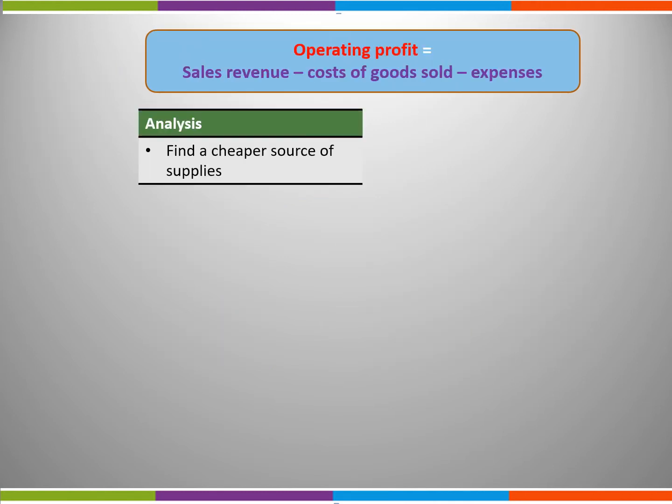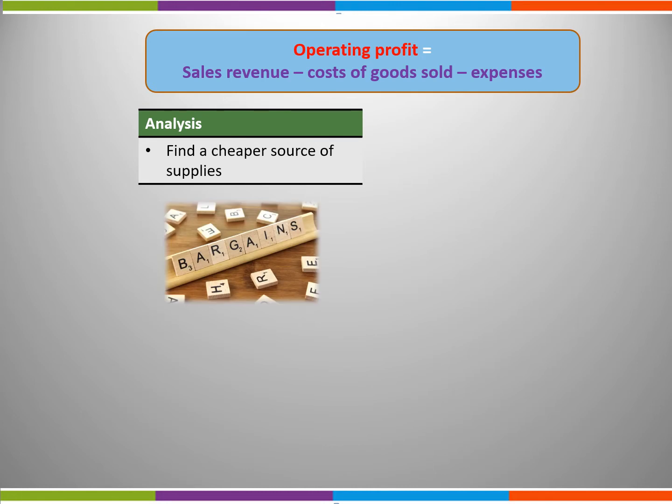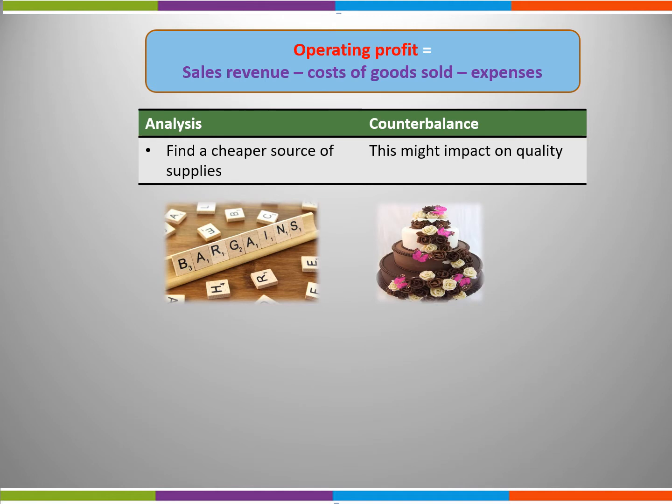One common line of argument is that we might find a cheaper source of supplies. This will reduce costs per unit, leading to a higher gross profit margin. However, in counterbalance, this might impact on quality, leading to a lower reputation for the firm, which might lead to lower sales revenue.